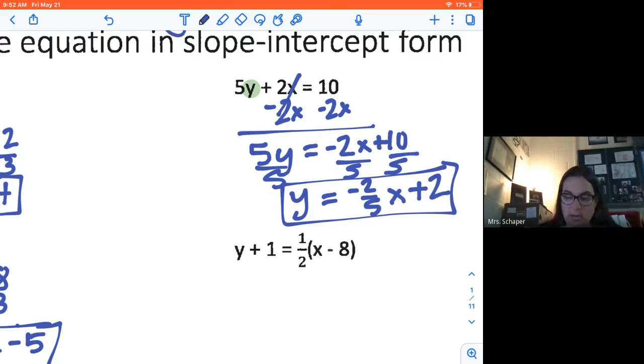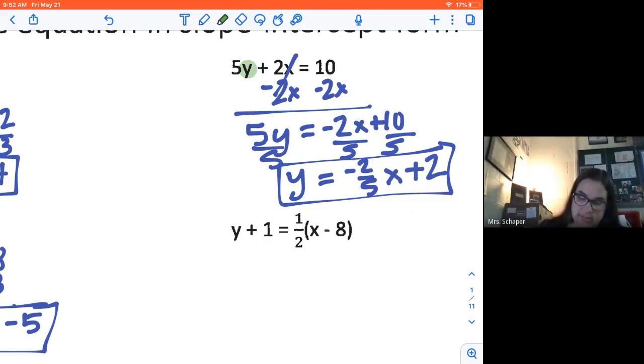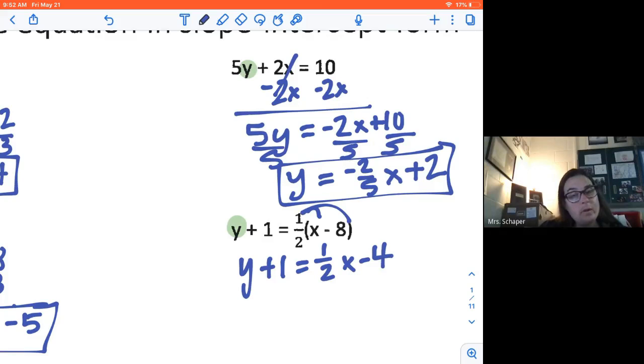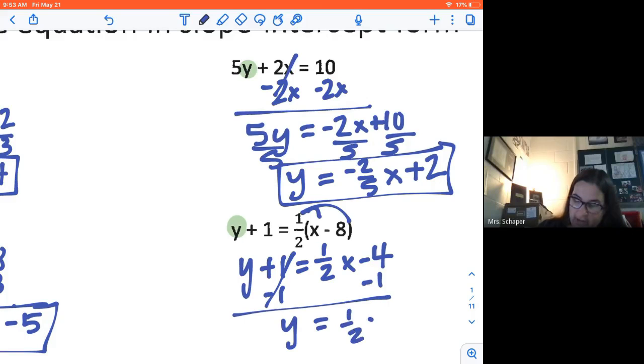And now we've got one more to practice. Again, our whole goal is to get this y all alone. So we're going to distribute. So we have y plus 1 is equal to 1/2 x minus 4. And then we're going to subtract 1. Again, our goal is to get y by itself. So y equals 1/2 x minus 5.